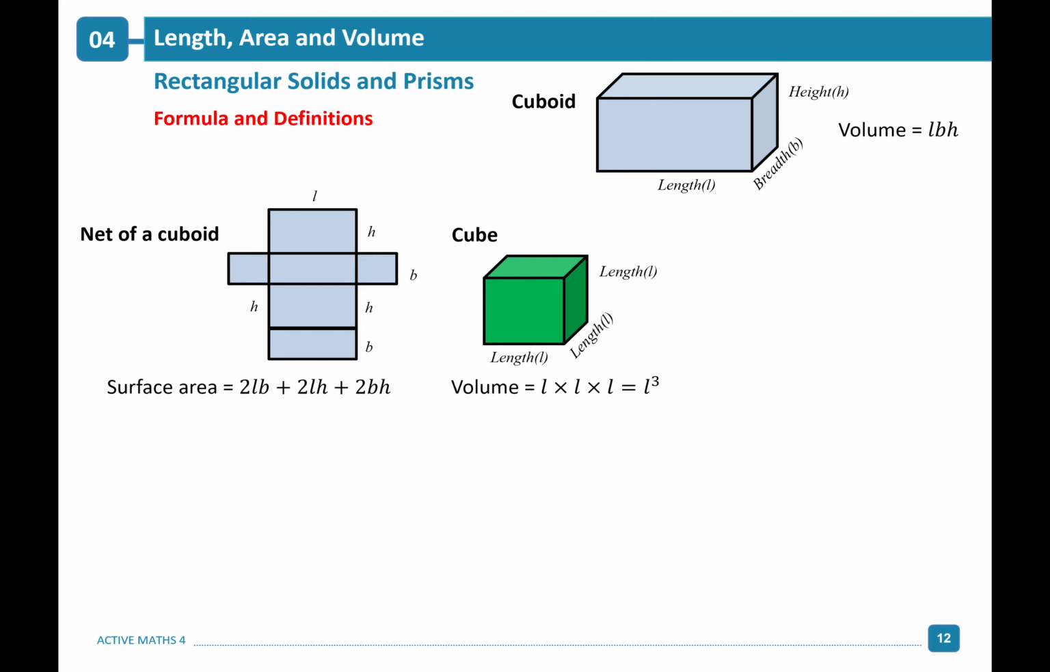A cube has a volume of length cubed, and the net of a cube is equal to 6 times L squared. So again, you're just finding the area of each side and adding them all together. So that's 6L squared.